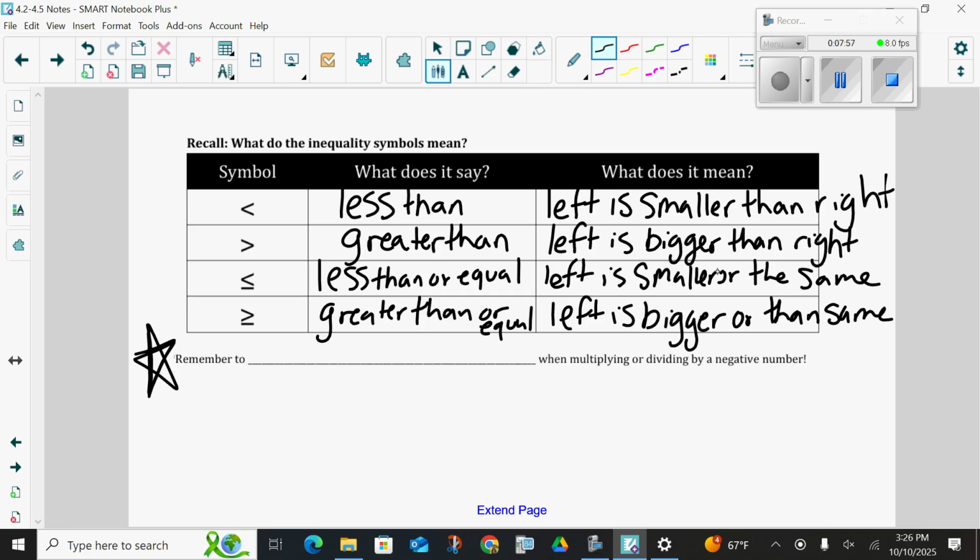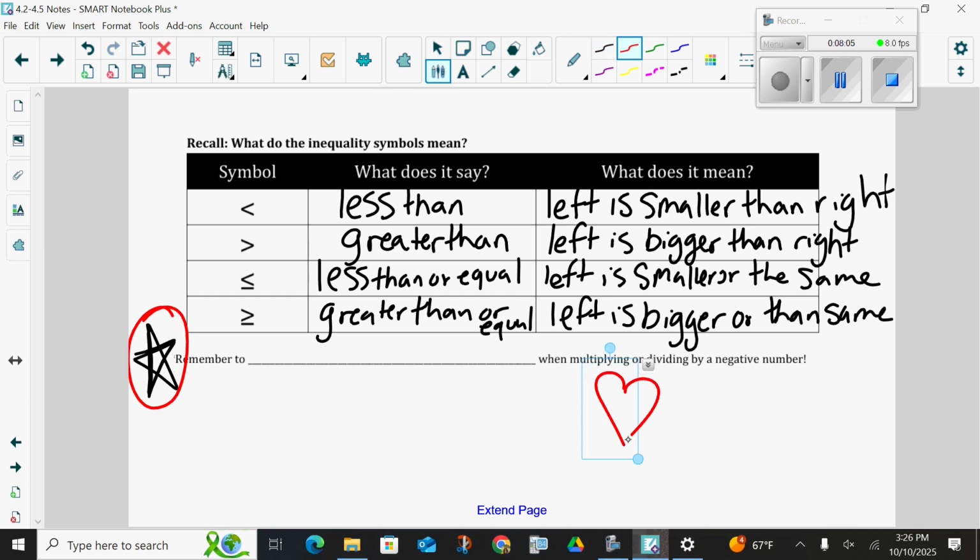And our special thing that we need to remember, this is very important to remember. I don't care what you do, circle it, star it, give it a bunch of hearts, but we need to remember that when we multiply or divide by a negative number, we need to flip the sign.